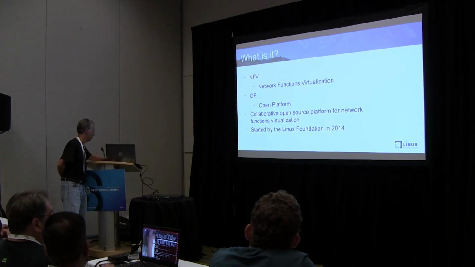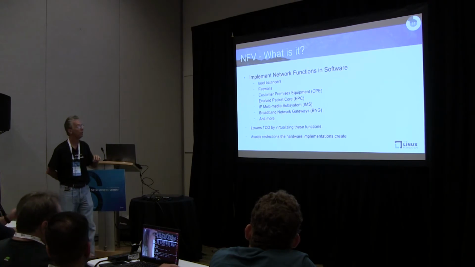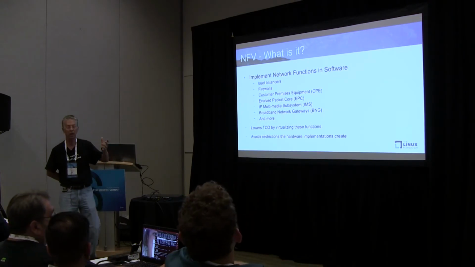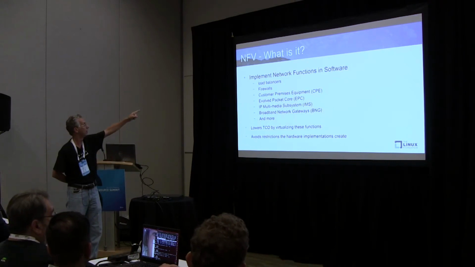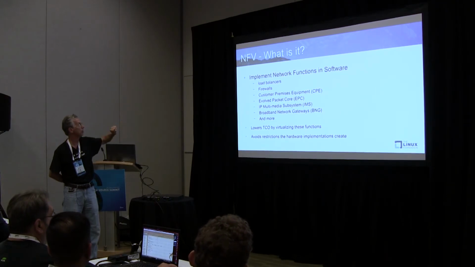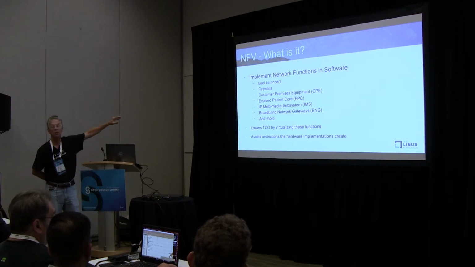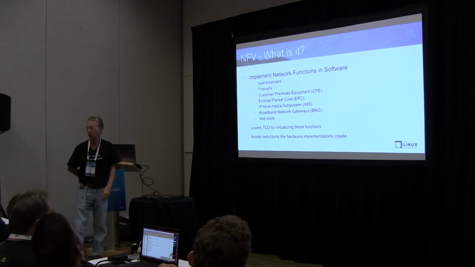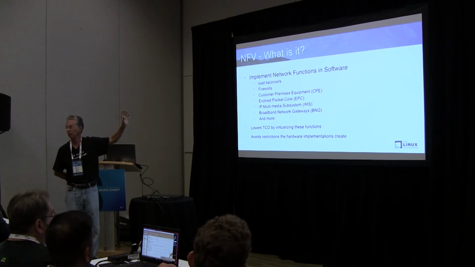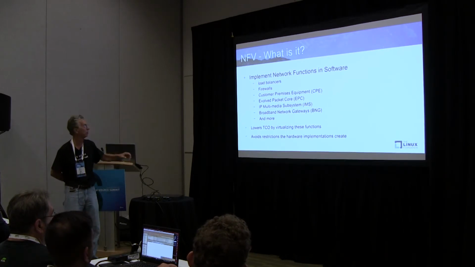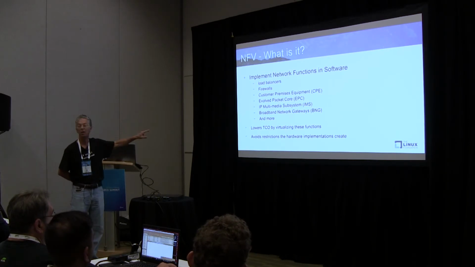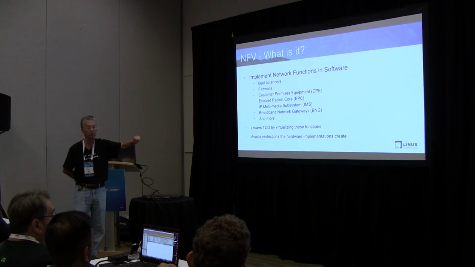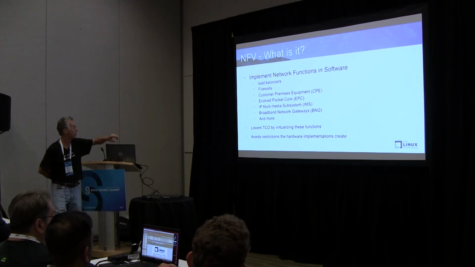OPNFV is, again, one of these projects that the Linux Foundation is sponsoring to help us automate network functions in software. So we can do things like load balancers, firewalls, customer premise equipment, and all the other things we can go, and this is just a small list of all the different functions they're doing in software. Again, you lower the total cost of ownership by virtualizing the various functions and avoid restrictions that hardware implementations create.